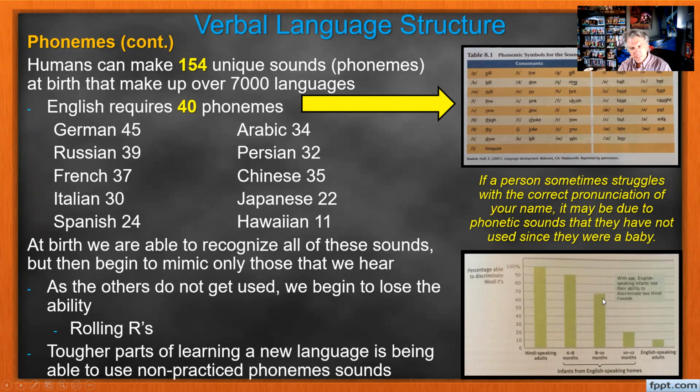But by the time he's 8 to 10, 10 to 12 months, where he's not surrounded by the Hindi language anymore, he can't make it anymore. Then when you get to an English-speaking adult, only about 10% of them can hear it, recognize it, and say it. And again, this is why we have so many troubles pronouncing certain names, depending on what our native language is.